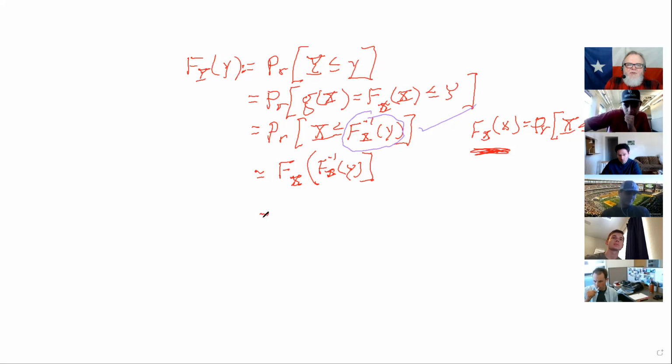And what happens if we get a function operating on its inverse? It's like the log of e to the x, right? We get back the original function. If we operate on a function by its inverse, we get back y. So therefore, it says that f sub y of y is equal to y.